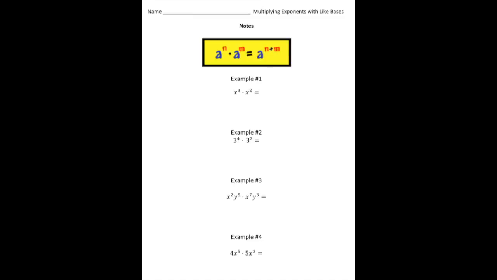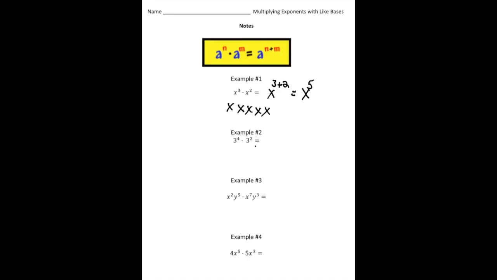Take a look at example number 1. Here we have x to the third times x squared. Let me expand this out. x to the third really means x times x times x, and x squared means x times x. If you notice, we now have 1, 2, 3, 4, 5 x's. So this can be written as x to the 3 plus 2 power, which really equals x to the 5th. So the rule is, again, when you have like bases, you add the exponents.